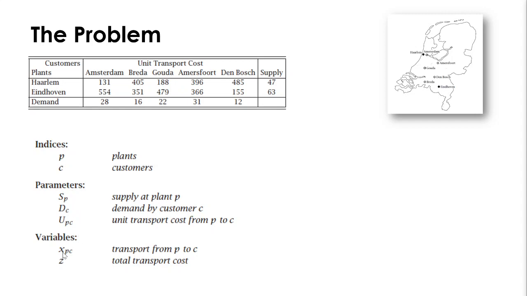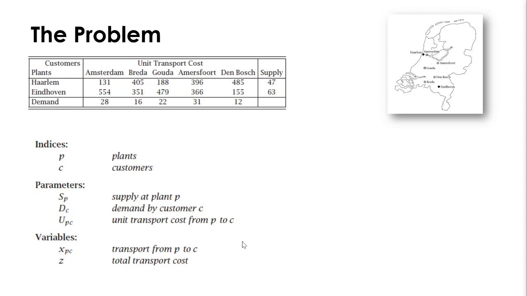And our variables do reflect what we have control over, which is the transport from P to C, and as a result of the transport plan, we have the total transport cost. So again, the variables are those elements in our model which we can control, and of which we want the model to give us values, which will represent a plan for us to put into practice.